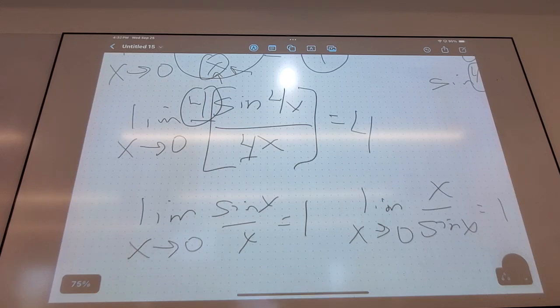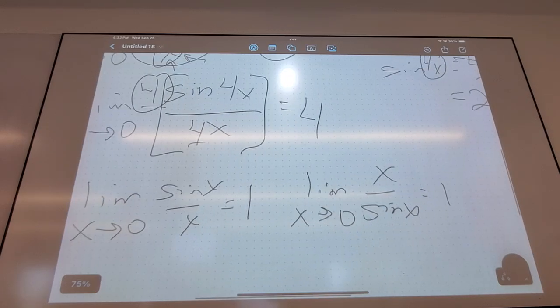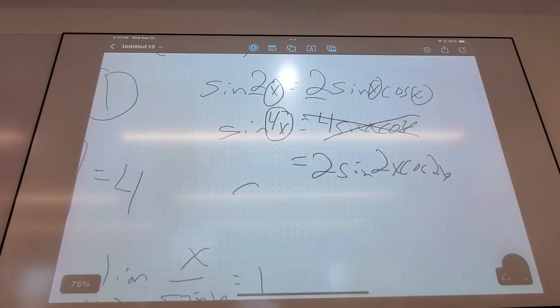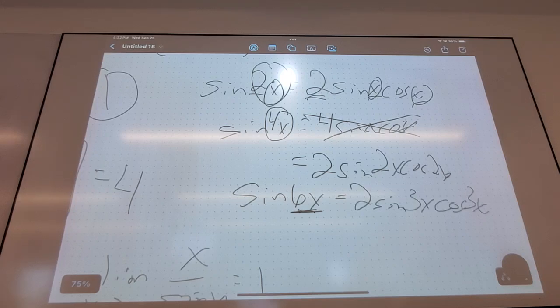What about what you did over on the right, when you plug in the 4? What if it was 6x? Alright, the formula says if I have double an angle, it's twice sine of that angle cosine of the angle. So what am I doubling? So it'll be 2 sine 3x cosine 3x. That's why we call it the double angle formula. So you think, what am I doubling? That's what I rewrite it in terms of.